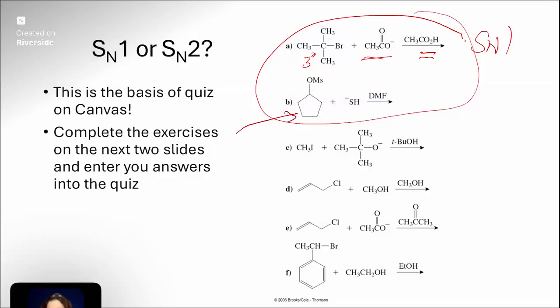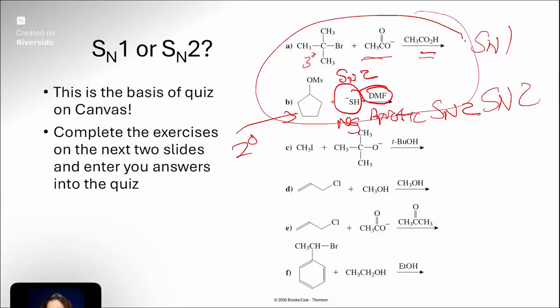And the second one, we have a regular old secondary carbocation. This is where we could have SN1 or SN2 depending on reaction conditions. So we look at the solvent, it's aprotic, and that tends to vote for SN2. We also look at the nucleophile, negatively charged. A stronger nucleophile tends to vote for SN2. So this one overall would occur primarily through an SN2 reaction. Again, the Canvas quiz will let you guess the others.